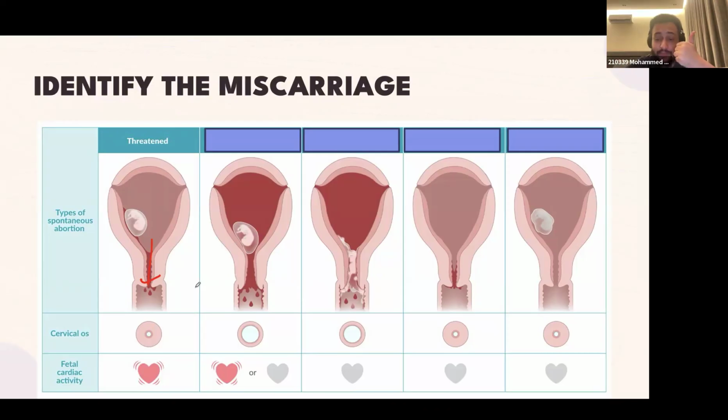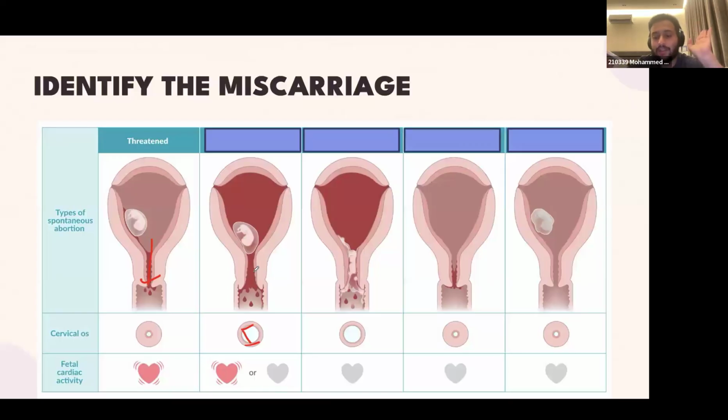Fetal heart rate is good. Cervix is closed. The fetus is fine, just blood. Okay. Then we have this next one. The fetal heart rate could be there, could be not there. Important is there's a dilated cervix and there's a lot of blood.